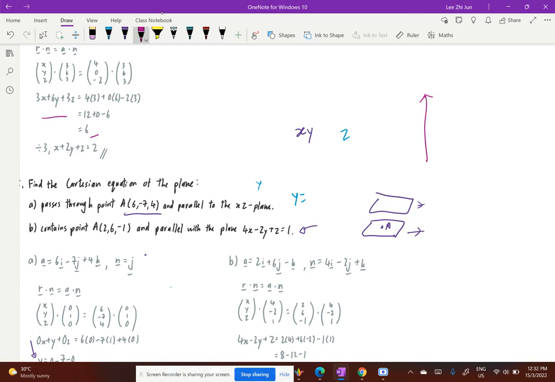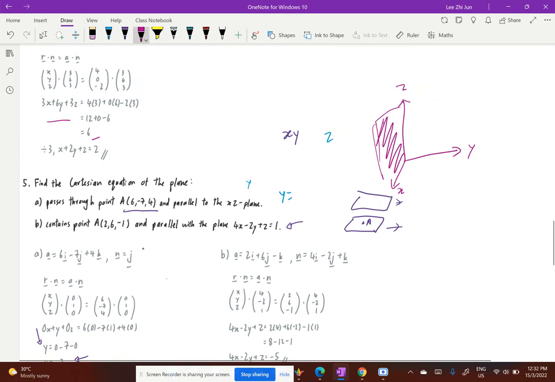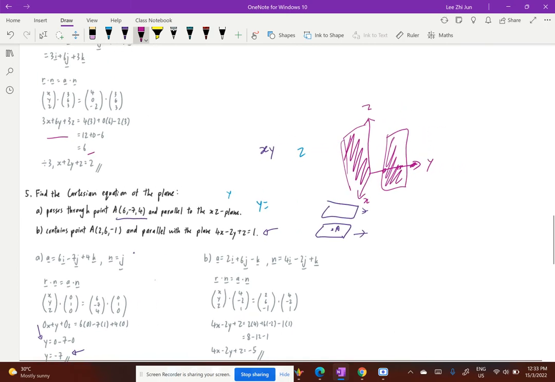The xz plane, let me draw it. Let me try to draw it on the spot. Like this, so the x and z will be 0, and only the y is here. Okay, I just simply draw it.